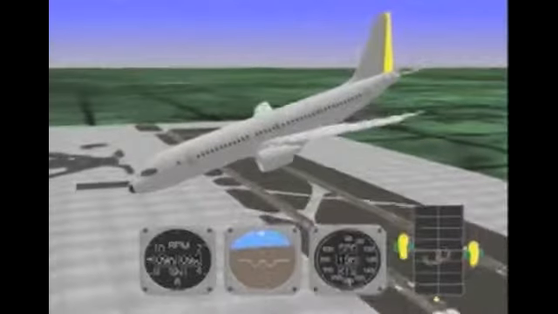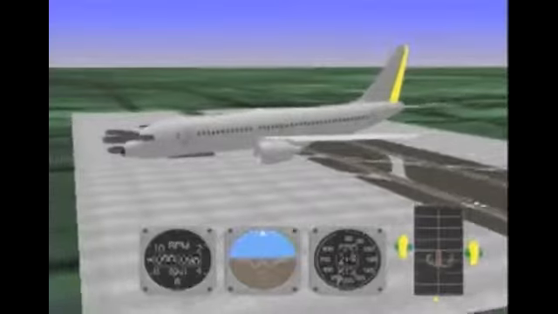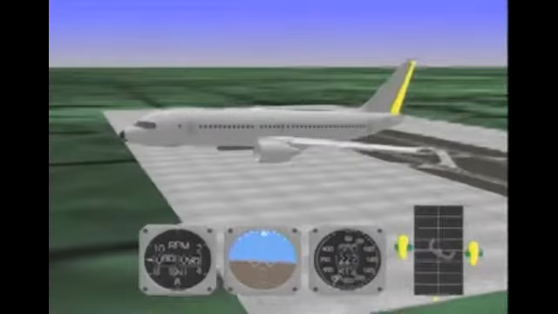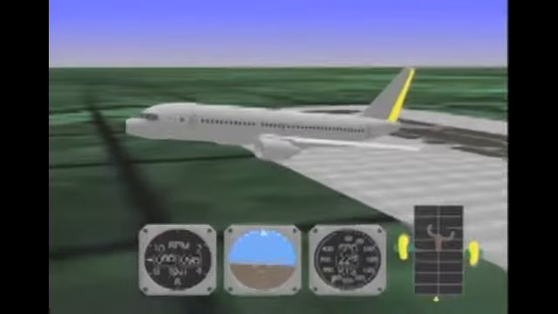To complete the recovery, roll to wings level as the nose approaches the horizon. Recover to a slightly nose-low attitude, check airspeed, and adjust thrust and pitch as necessary.